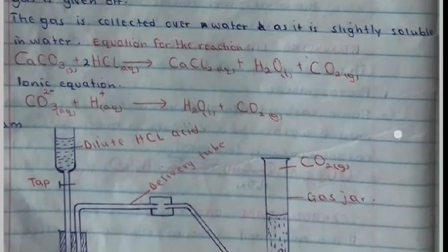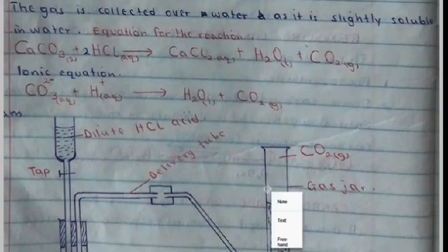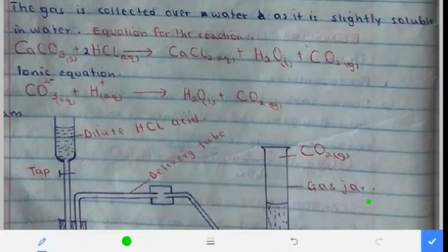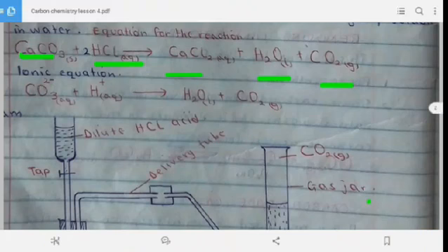You can see here the equation: we have calcium carbonate. When this calcium carbonate reacts with HCl, you form calcium chloride plus water plus carbon dioxide gas, and then you balance the equation. Also we have the ionic equation. Calcium carbonate contains carbonate ions. So the carbonate ions react with the hydrogen ions from the acid, forming water and carbon dioxide gas.